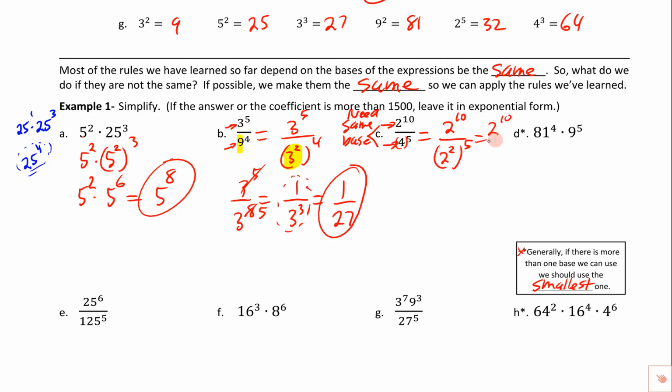So take a look at this. 2 to the 10th on the top. 2 to the 2 times 5 is 10. 2 to the 10th on top, 2 to the 10th on the bottom. Those are going to completely cancel, so the answer on this one, oddly enough, is a 1. We can use a 1 right there.